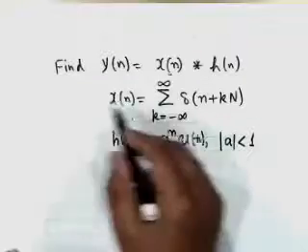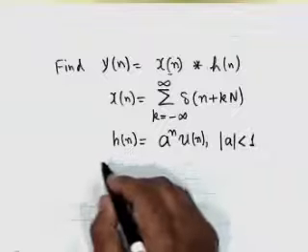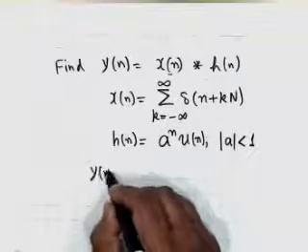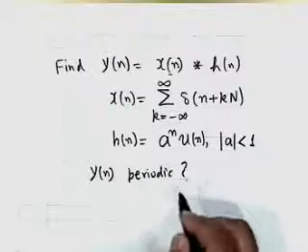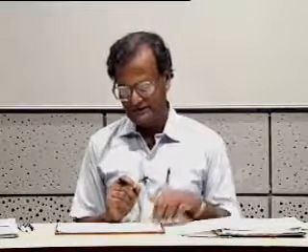The question is, first you have to find an expression for y of n. Then you have to answer the question, is y of n periodic? If so, what is the period? If not, give reasons why it is not periodic.